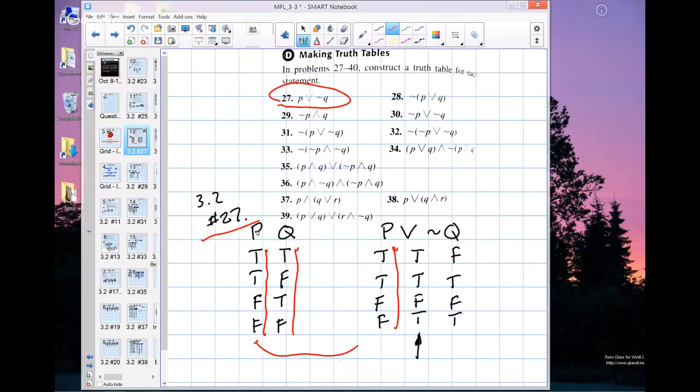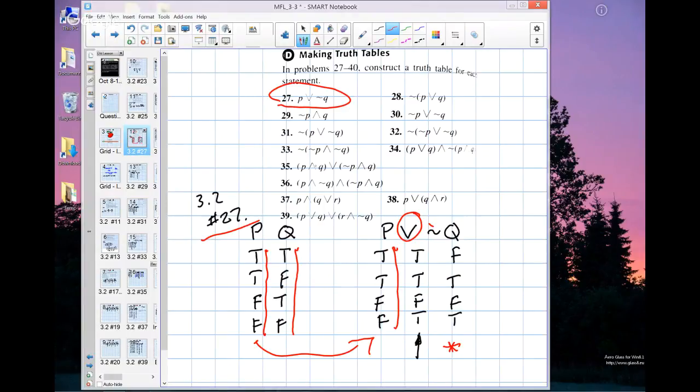So what I did here, let's see if we have it. Yeah, I just copied the P table from over there. And then here, I put not Q, which is just the opposite of the Q column on the left. So instead of TF, FT. And then above the black arrow, I applied the rule for inclusive or. You remember the rule? It was what? Only false when both are false.